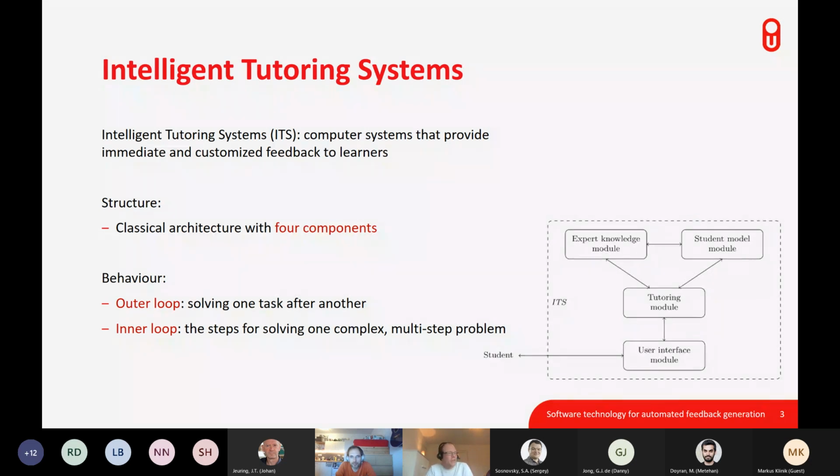If you look at the behavior of an intelligent tutoring system, on one hand, we have an outer loop, and this is about solving one task after another. So an important decision in this outer loop is, for instance, what is the next task that I'm going to provide to a student? What is the next task that is at his particular level? We also have an inner loop, and the inner loop is about the steps that you have to take to solve one such problem. The kinds of problems that we study are typically complex multi-step problems, and the inner loop is about providing feedback within such a multi-step problem. So it's about the steps that a student has to take.